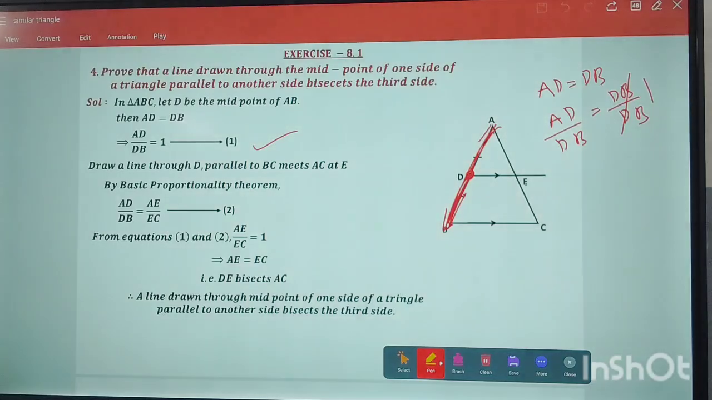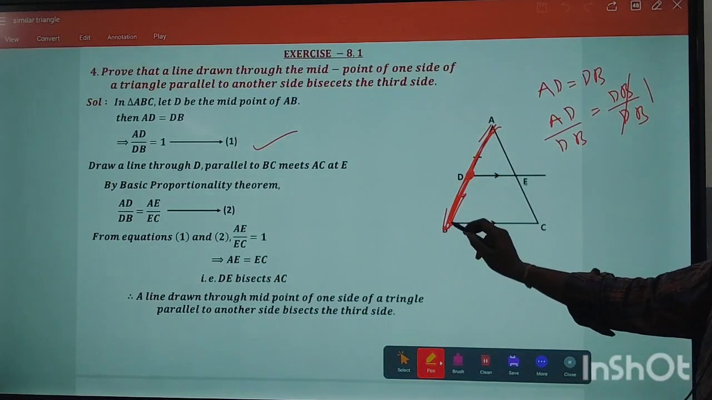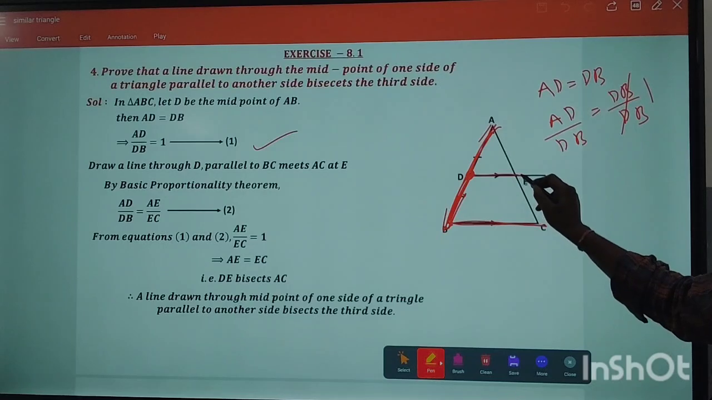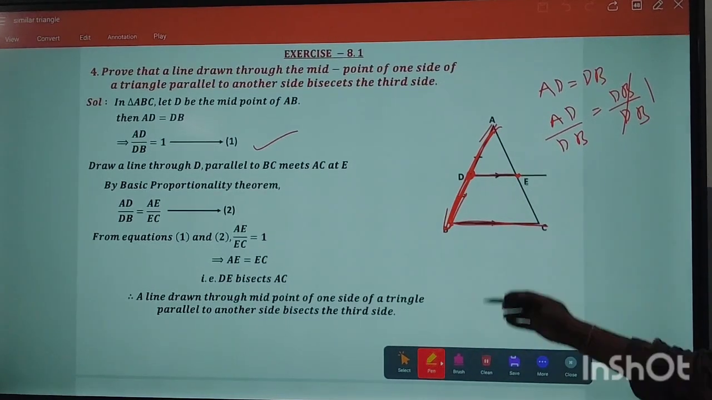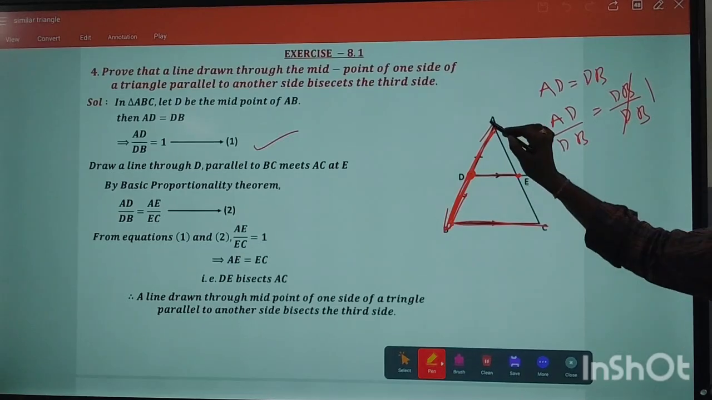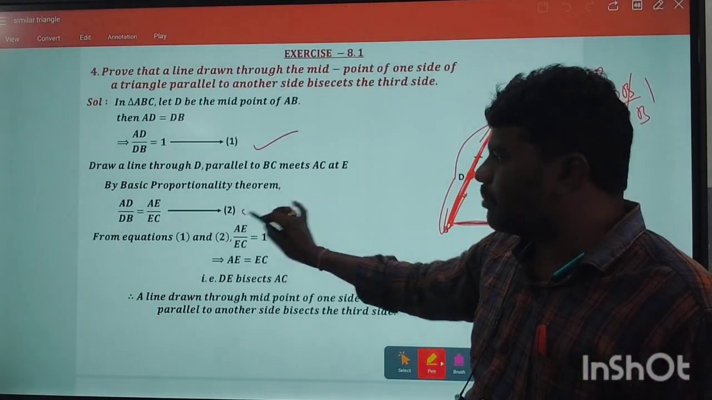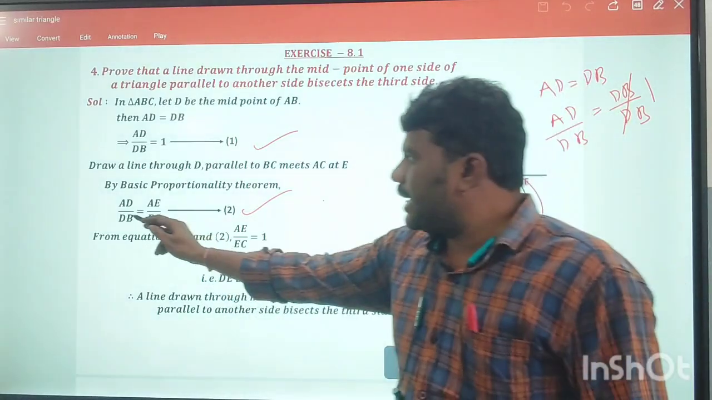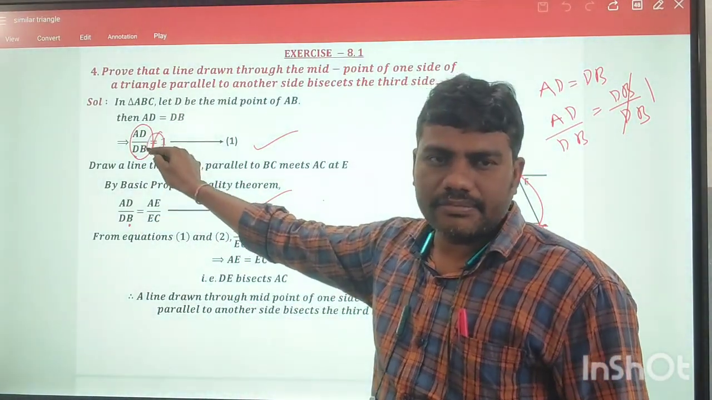Okay na? Second one, draw a line through point D parallel to BC. This is the line parallel to BC, meeting AC at E. Same, that is the midpoint. So AD by DB equals AE by EC. This is the second point. So AD by DB equals AD by DB, both equal. So this value is 1.